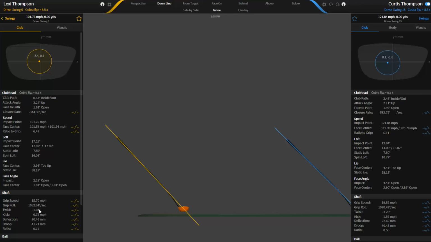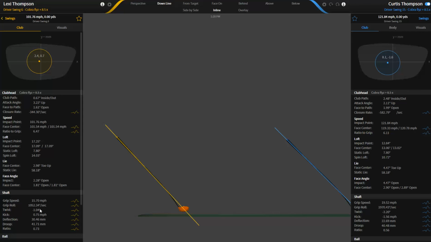If I wanted to move the droop number, so let's say I wanted to have less shaft droop, I would have to stiffen the golf club, or I would have to keep my player from raising the handle so much. So that's basically how you would affect the shaft droop. And that's going to definitely affect the lie angle and the face angle.